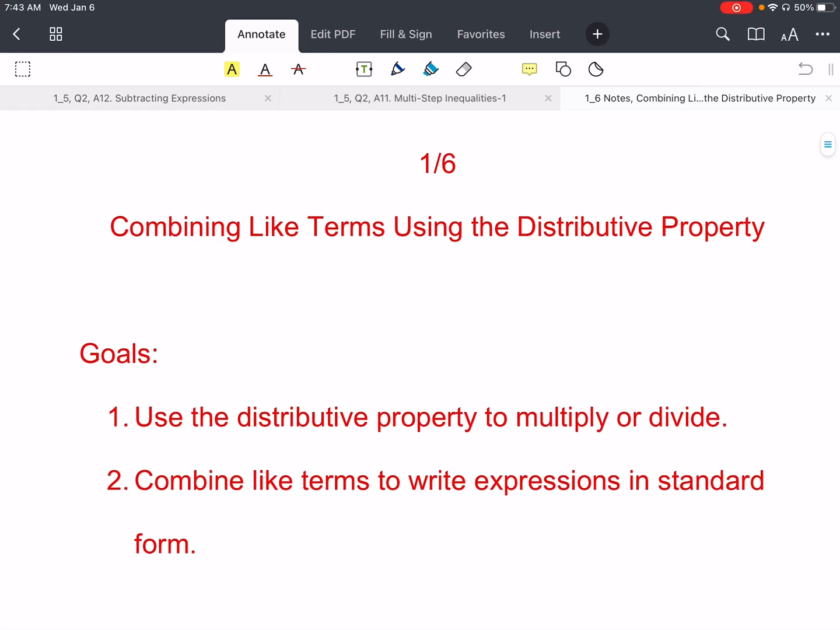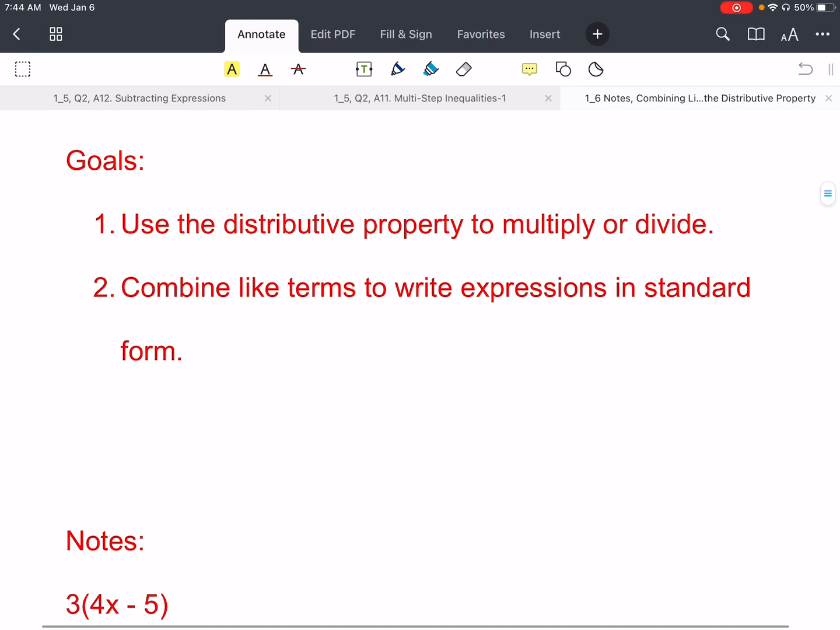So our goals, number one, we use the distributive property to multiply or divide. So this is a multiplication or division thing. And then goal two, we're still combining like terms to write expressions in standard form. So a couple quick notes.